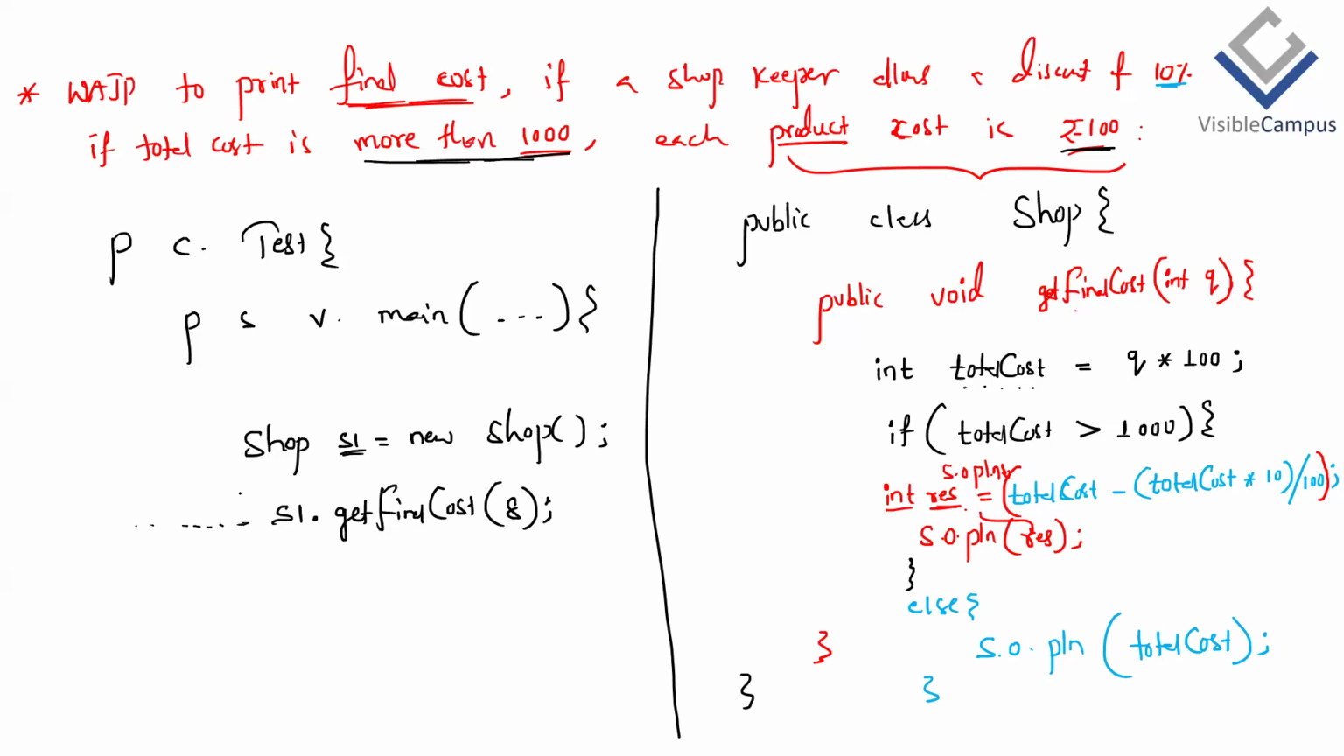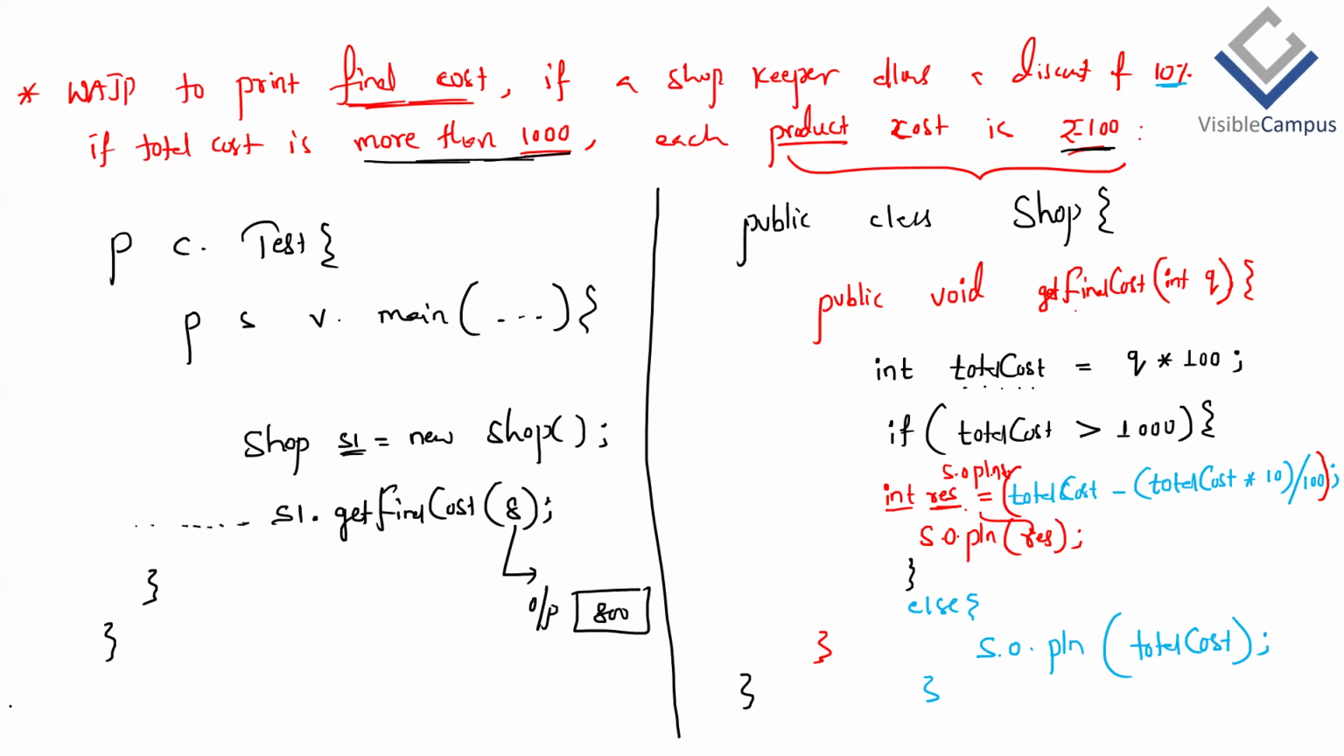Is the method returning anything? It's a void type. Therefore, no return value, so no catching and no calling from a print statement either. That's it. This is the end of main. This is the end of class. With this input 8, when we execute, we'll get the output 800.